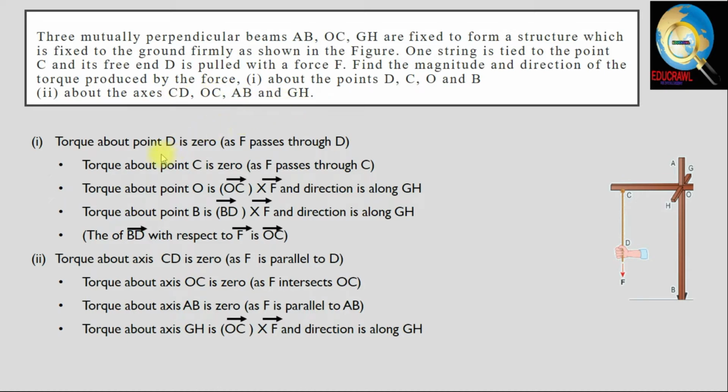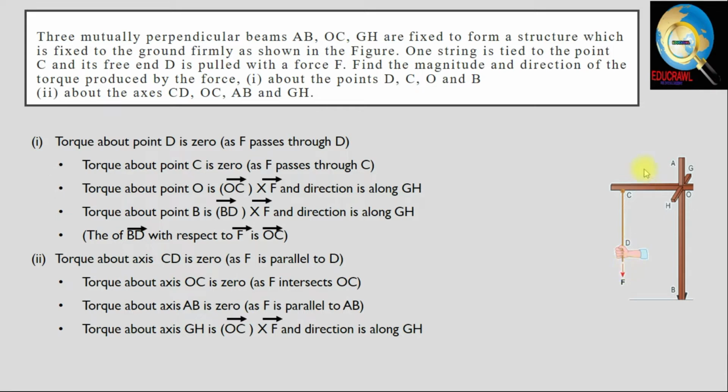So first let us find about the point D. About the point D, the torque is equal to 0. Why is it 0? Tau is equal to R cross F. If the angle between the R vector and F vector is 0, the torque will also be 0. See here in this diagram, F is acting downwards and the displacement is also downwards. So the angle between them is 0. Hence the torque about the point D is 0.